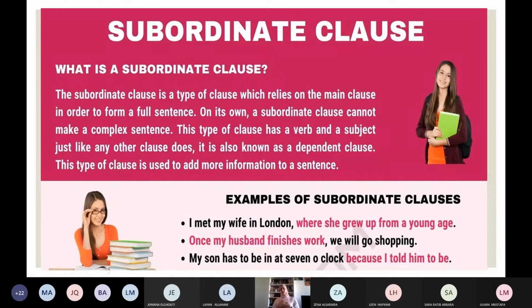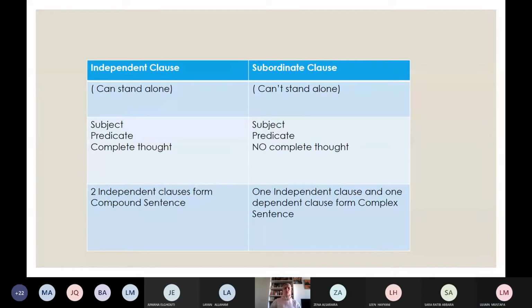Second one, can I come to you and say, "once my husband finishes work"? Teacher, what happens once your husband finishes work? We will go shopping. Okay? "My son has to be in at 7 o'clock." I understand it. Enough. Independent clause. "Because I told him to" or to be, dependent clause, subordinate clause, it can't come alone. You understand it, girls? Yes. So, independent clause and subordinate clause.